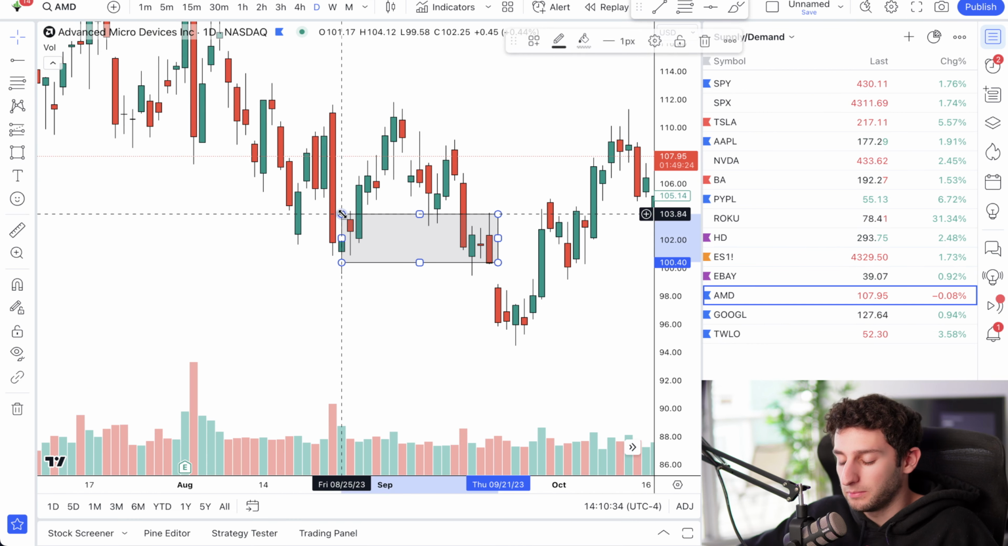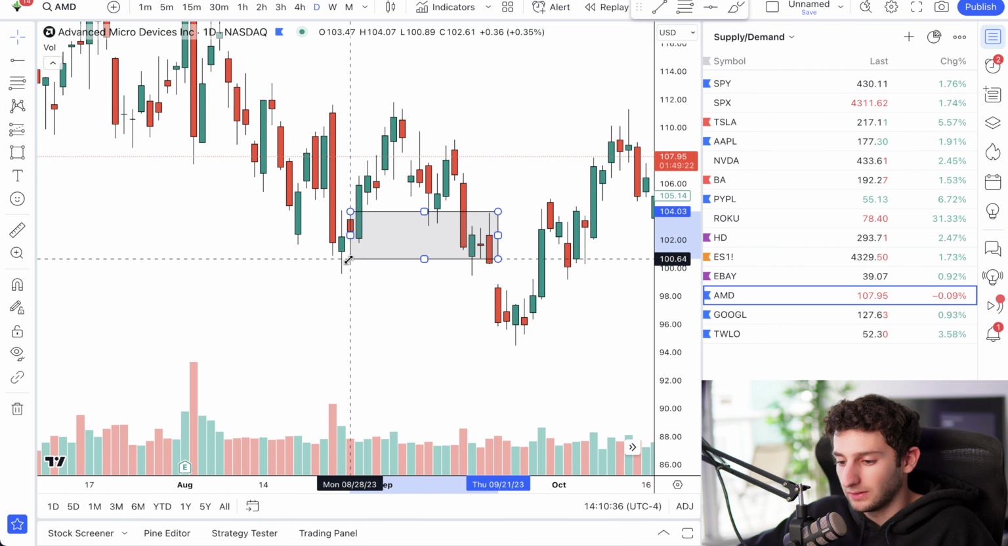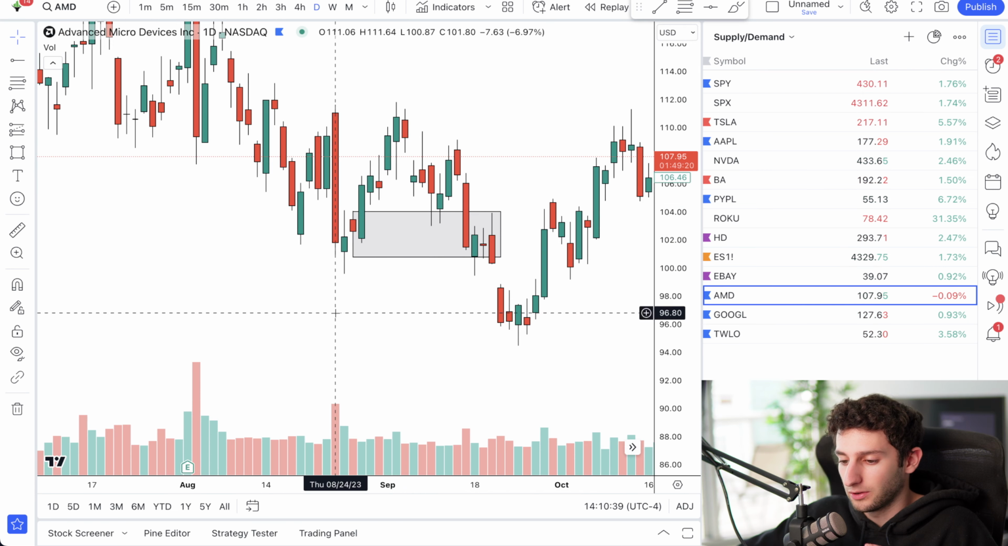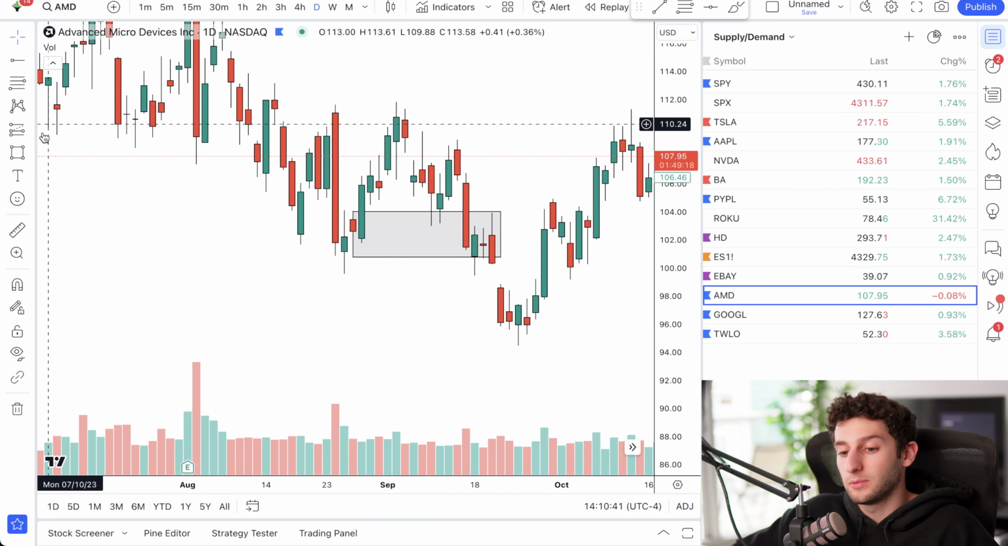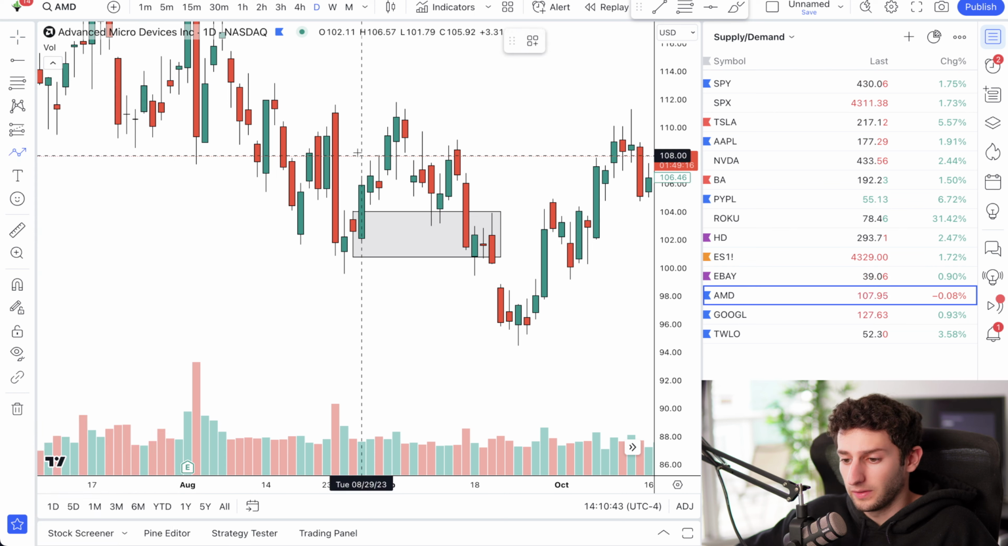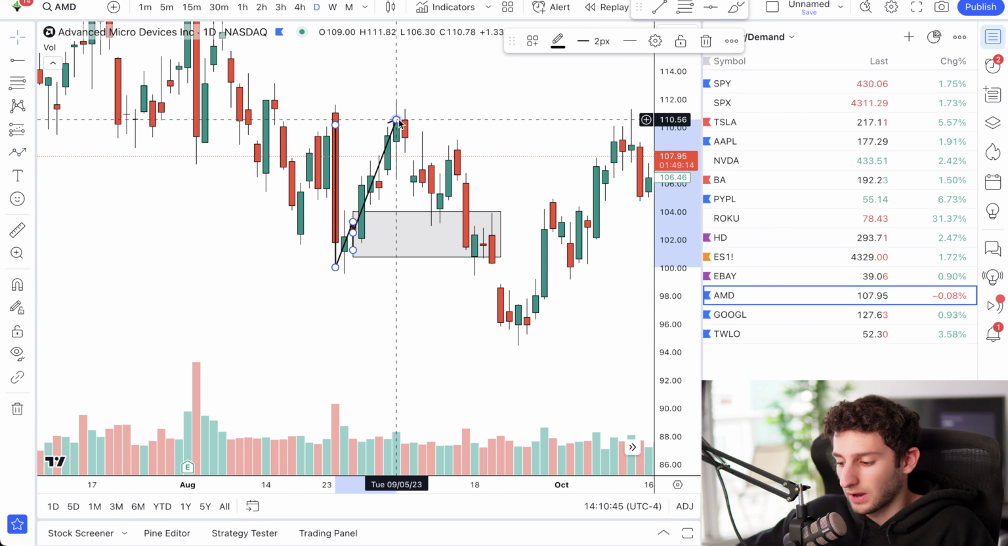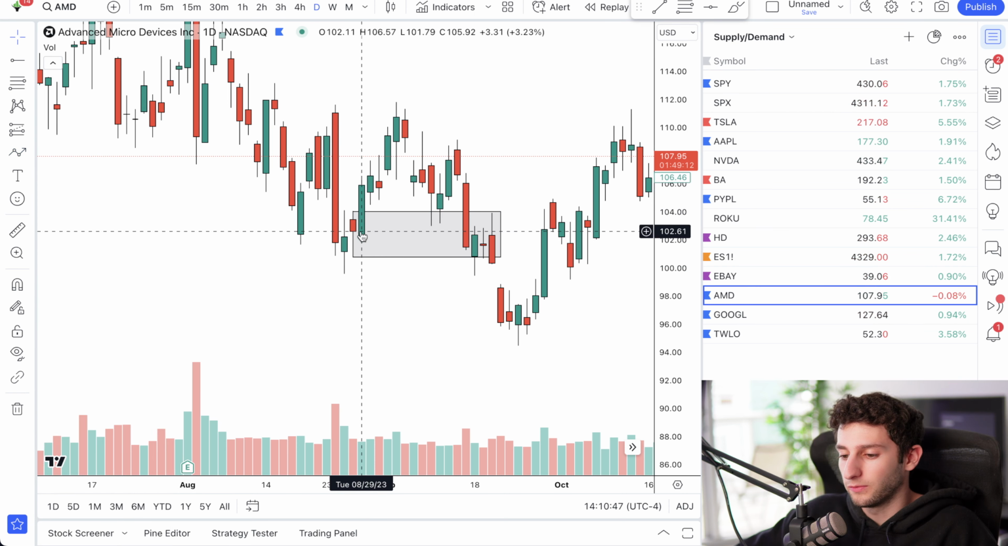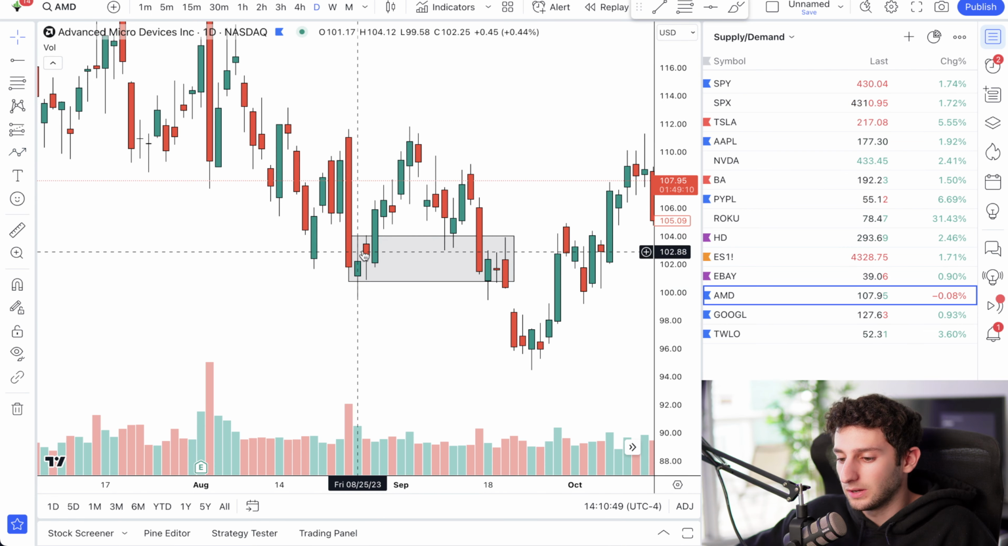Here we have a beautiful daily demand zone. We have a nice drop, base, rally demand zone. Let me show you that. Drop, base, rally. We get this fast, explosive move out. We'll leave this daily demand zone here just like this.